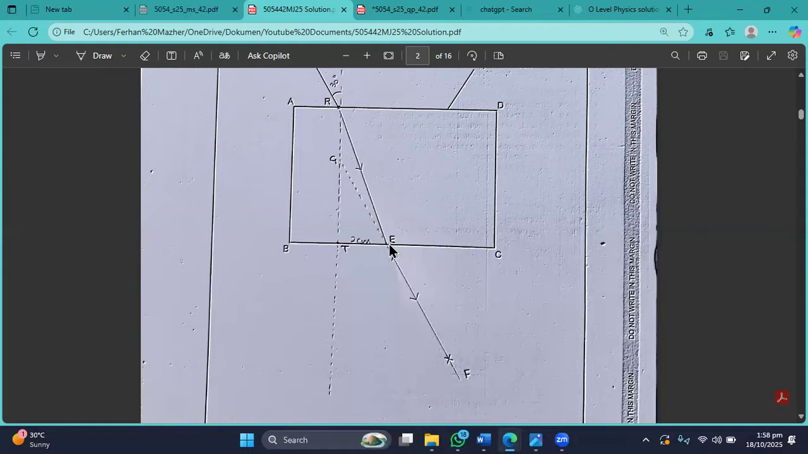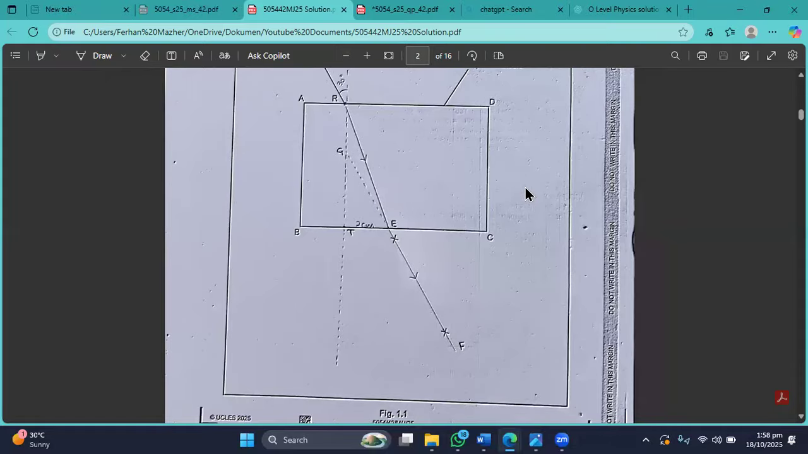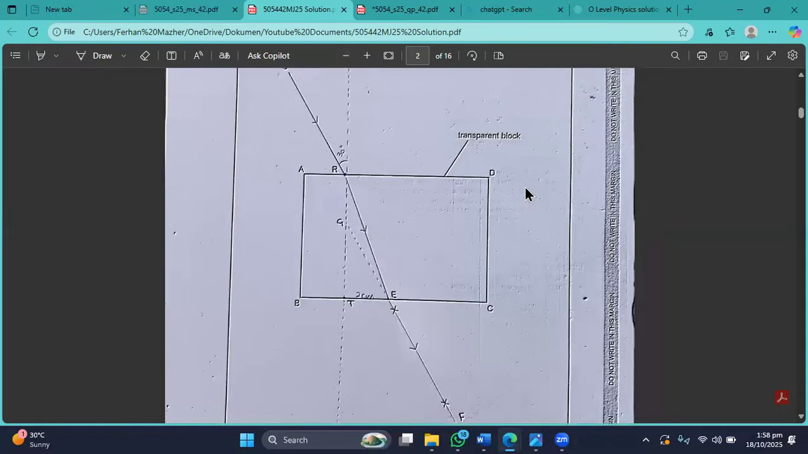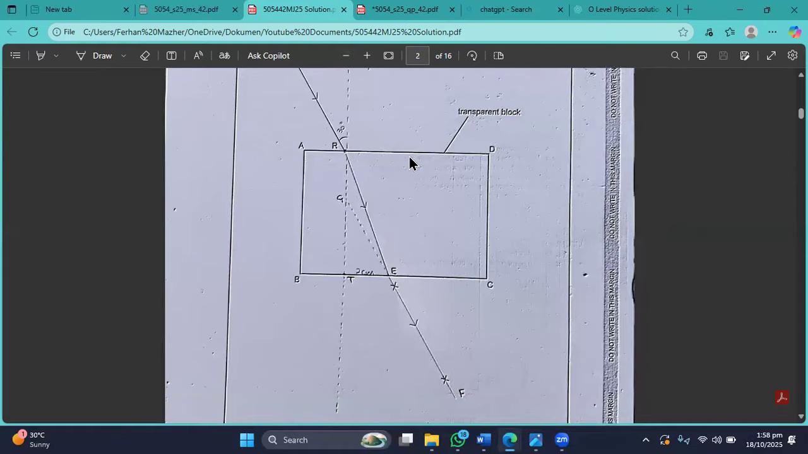He asked us to join point E with the point R. So this is the path of the light inside the glass block. Let me show you the whole thing. Then he asked us to do another thing.